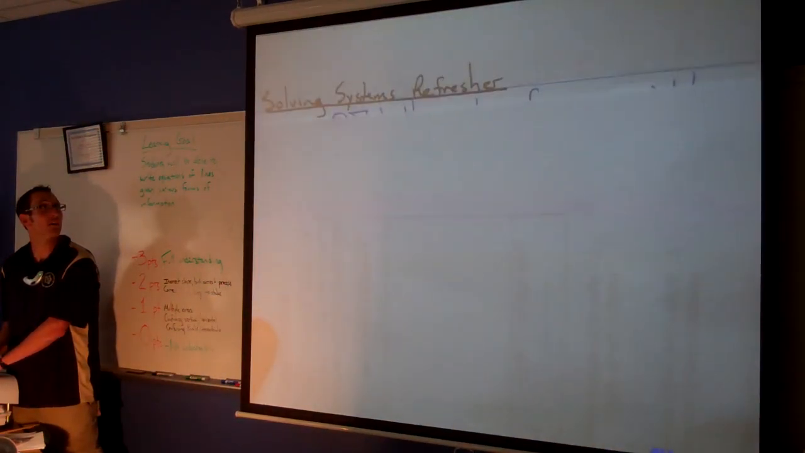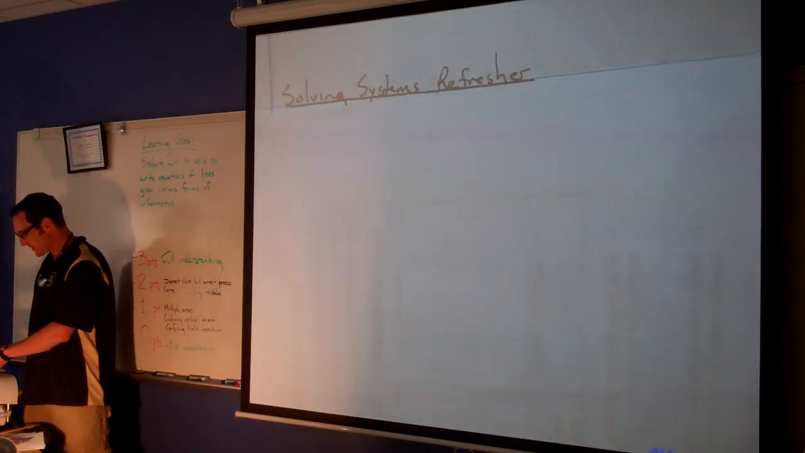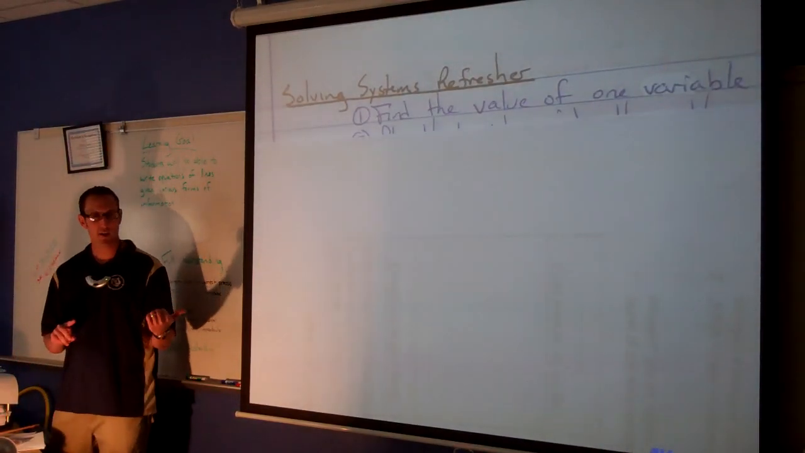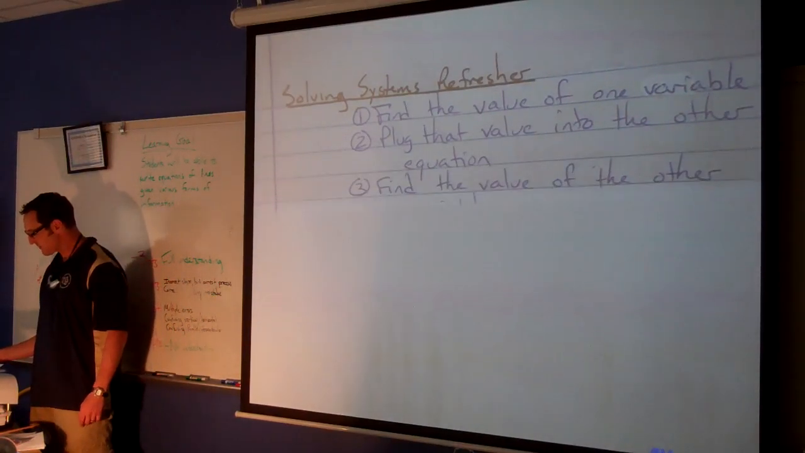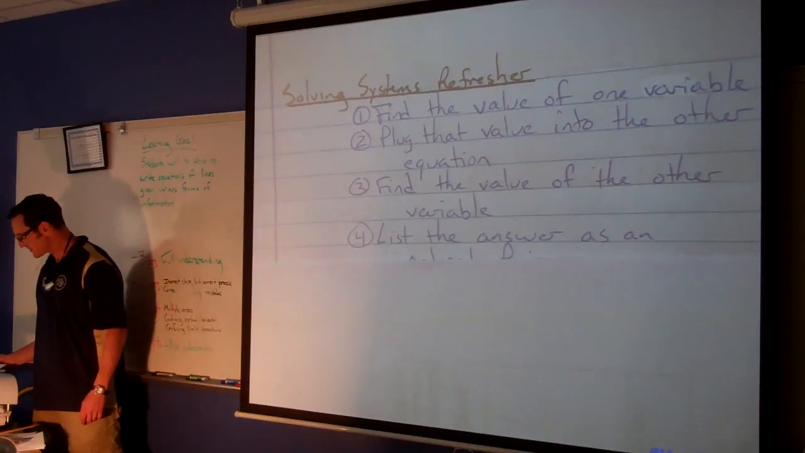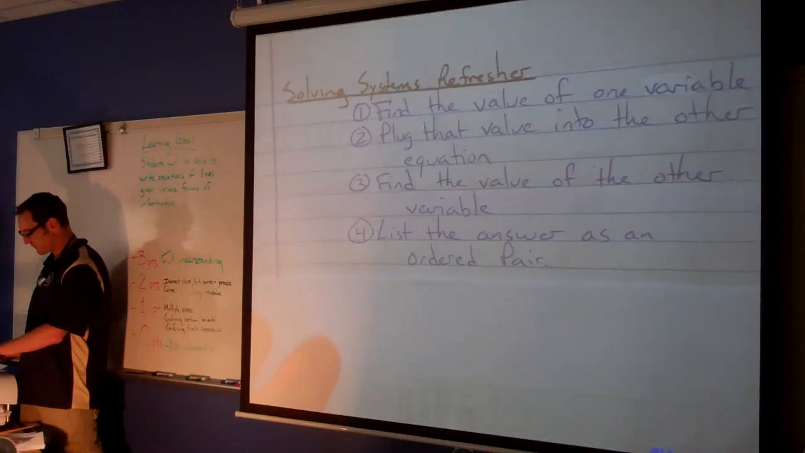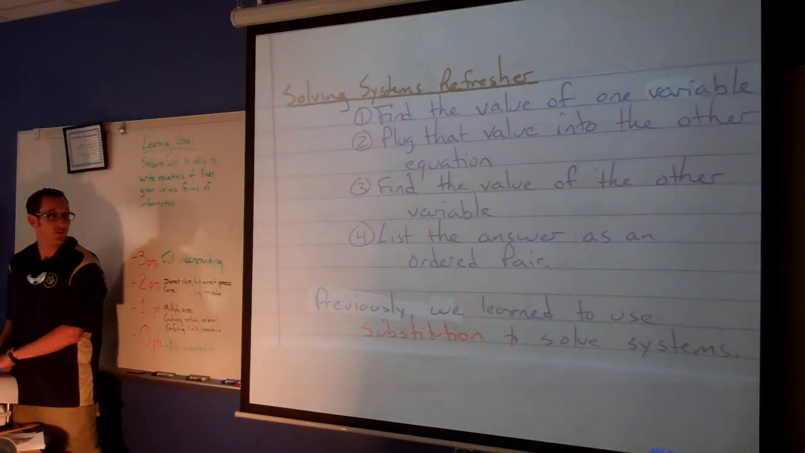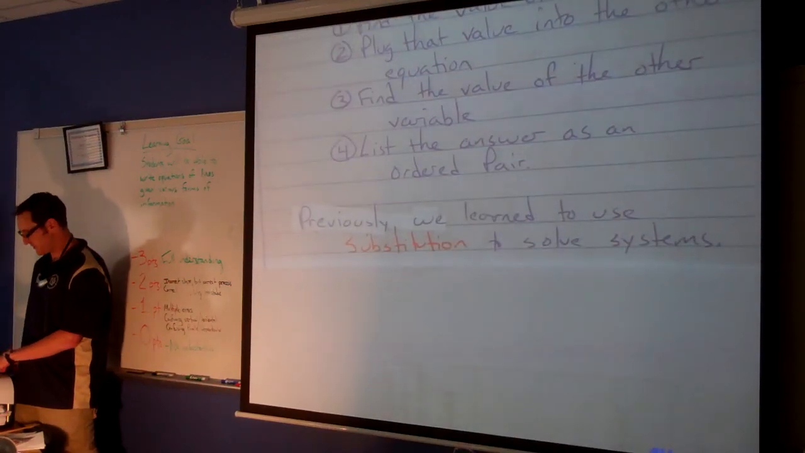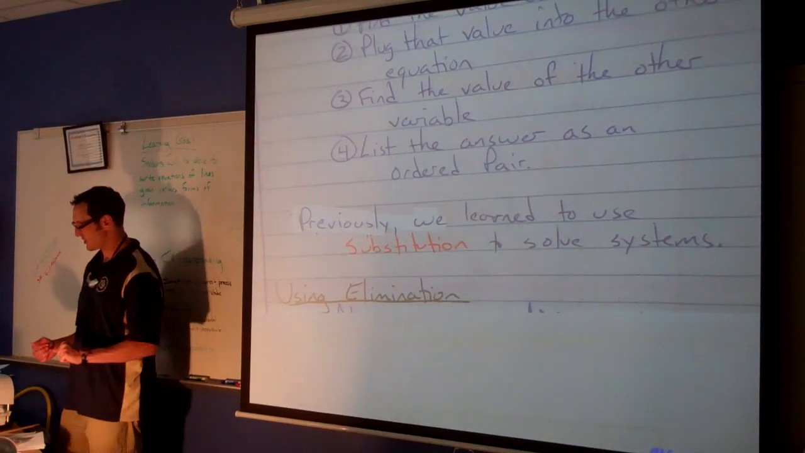So what we're going to do is take a refresher course on systems of equations, so let's refresh our memory how that works real quick. First we find the value of one of the variables. Then we plug that value into the other equation. Then we find the value of the other variable. List the answer as an ordered pair. All that was in the previous video. Previously, we learned to use substitution to solve the systems of equations. Today we're going to learn about using elimination.